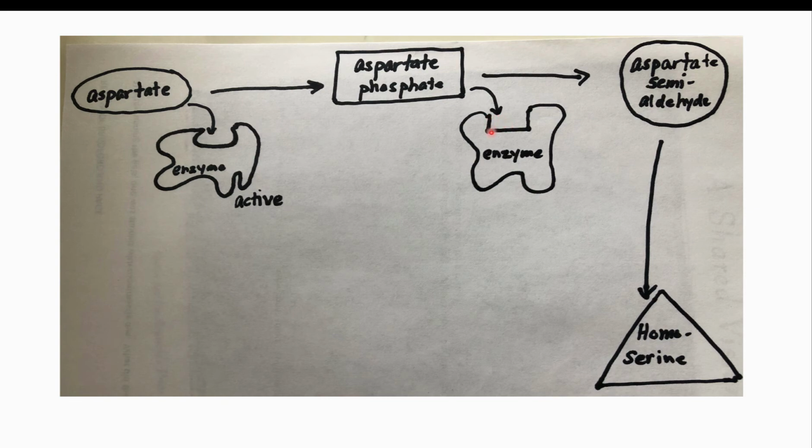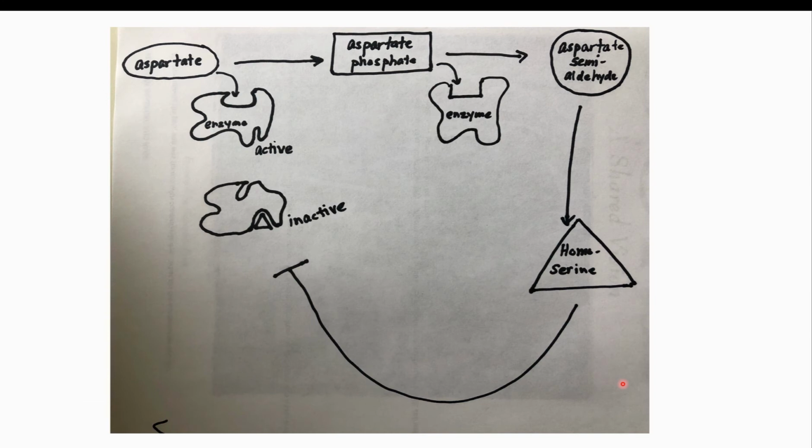You can see that the active site for this enzyme matches the shape of aspartate phosphate. Aspartate phosphate will be converted by this enzyme into aspartate semialdehyde. I haven't drawn the third enzyme in the pathway, but it would be working right here and convert aspartate semialdehyde to homoserine. Homoserine is going to be the metabolite that causes negative feedback to happen, or feedback inhibition. So homoserine, it turns out, can then go back and act upon the enzyme that binds aspartate as its substrate.